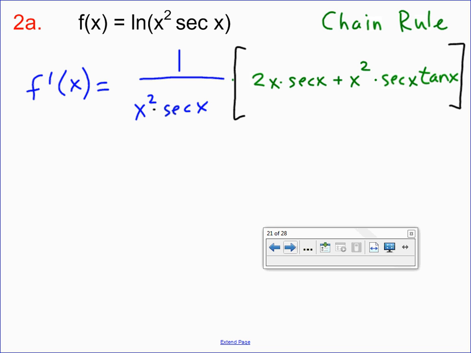So does everybody see our chain rule words? 1 over the function times the derivative of the function. We utilized the product rule when we did the derivative of the function because my original natural log's input was a product. Everybody good? All right, let's go ahead and rewrite that so it looks a little bit better.